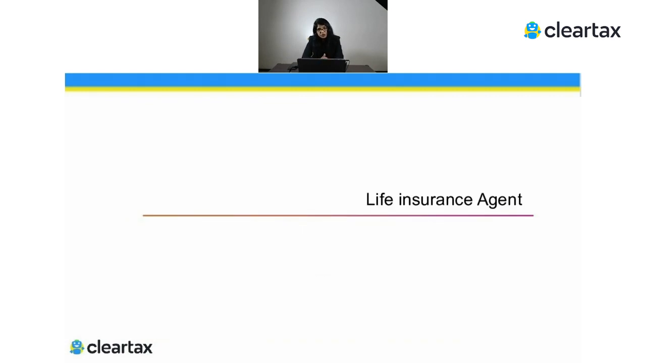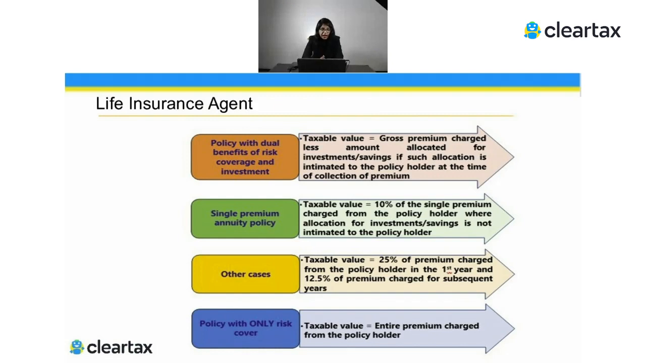Now the other one is life insurance agent, which is again one of the good parts. Here we have to first see if the policy has the dual benefit of risk coverage and investment. If that's the case, then the taxable value will be the gross premium charge less the amount allocated for investment or saving, if such allocation is intimated to the policy holder at the time of collection of premium. And if it's a single premium annuity policy, then the taxable value will be 10% of the single premium charge from the policy holder, where the allocation for the investment or the saving is not intimated to the policy holder. And in other cases, the taxable value will be 25% of the premium charge from the policy holder in the first year and 12.5% of the premium charge for the subsequent years.